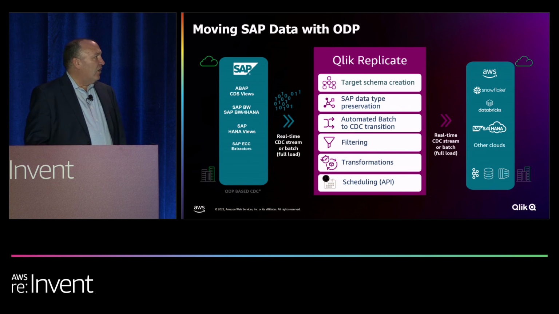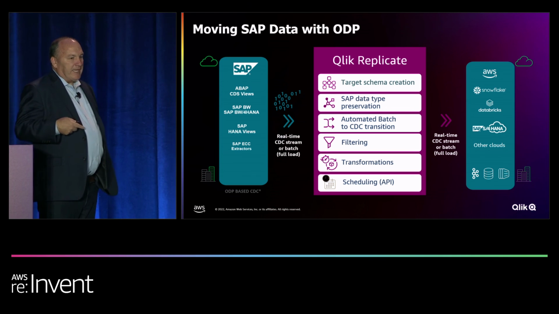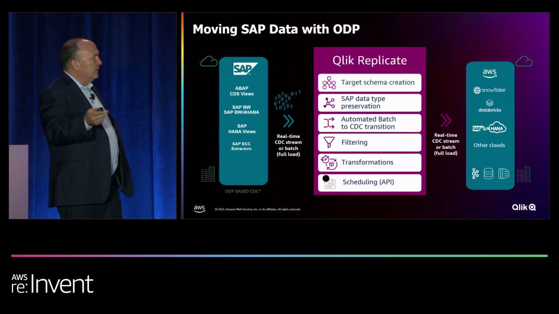And how we've architected to support ODP is bypassing OData, which is a direction that SAP is instructing, and we view it more as a source for Replicate. So taking ODP and the queues, and the queues give you the deltas, and using that as a source for Replicate. So you get all the goodness of Replicate. All the things we talked about, the target schema creation, preserving the data types, doing filtering, doing transformation, doing scheduling, it's all done through Qlik Replicate. And again, any and all targets that we support, you can move that data from ODP and ODQ directly into those targets.